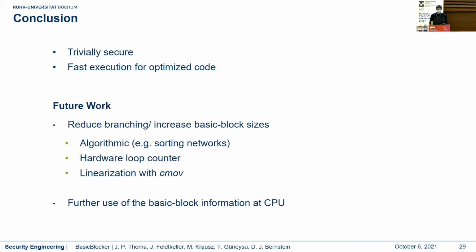So in future work, one could try to increase the size of those basic blocks or improve the relation between branching and basic block size, and do this either at the algorithmic level, for example, using sorting networks instead of other sorting algorithms, because there we have less branching. It can be done by supporting hardware loop counters, where you just tell the CPU that there is a loop, and then the hardware takes care of executing the loop. We have preliminary results already in the paper. And you can, of course, do linearization like conditional moves.